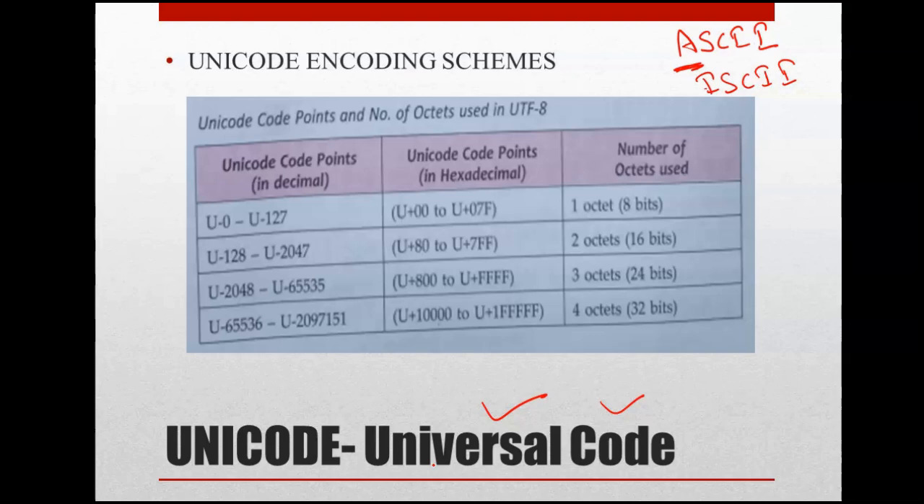In that also you can see multiple bit lengths working. In decimal, 0 to 127 is under 8 bits of data. Then 16 bits of data is 128 to 2047, and then 2048 to 65535 requires 24 bits of data. And then 65536 to 2097151 is 32 bits. So you can see how many variations there are to represent, because this is universally accepted. They have taken everything into it, all the different types of languages.